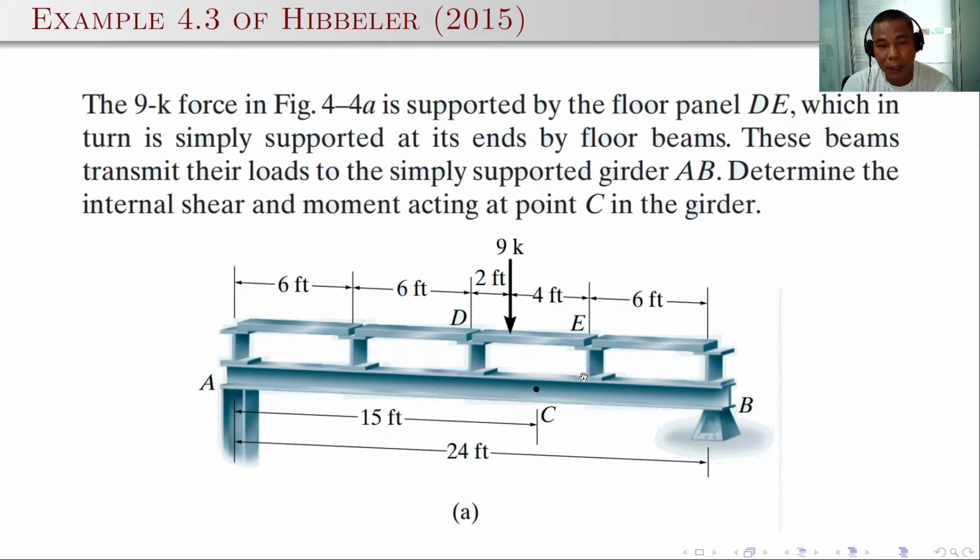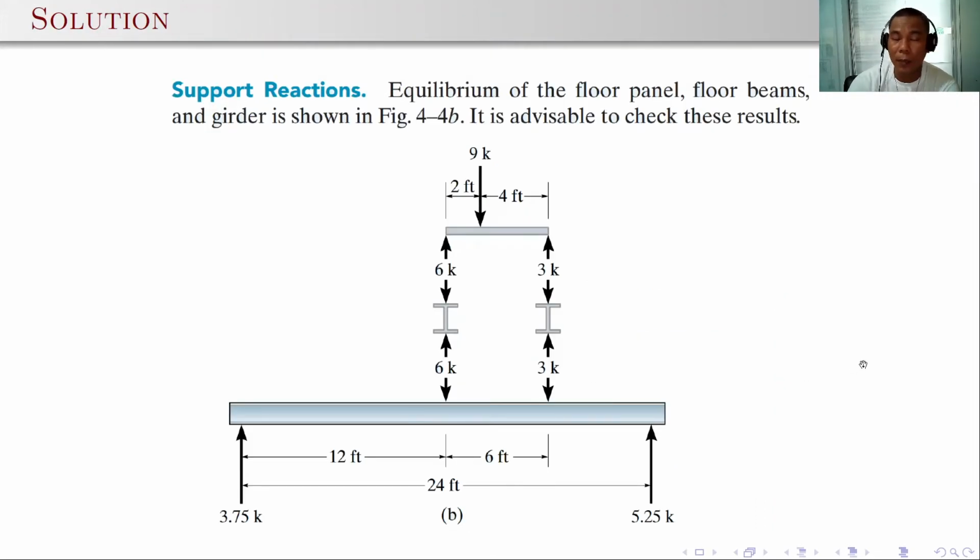We would like to determine the internal shear and moment acting at point C in the girder. Here is the basic representation of the free-body diagram. The 9 will be transferred to the simple supports, which is 6 kips and 3 kips, and will be transferred to the I-beam, and then from the I-beam to the girder, where we have 6 at the corresponding distances. In this particular case, we can compute the reaction. You can sum up moments on the left or on the right to determine the vertical reaction. Of course, you can consider the loads above, or you can consider the loads as applied at the girder. Whichever way you go, the results will be the same.